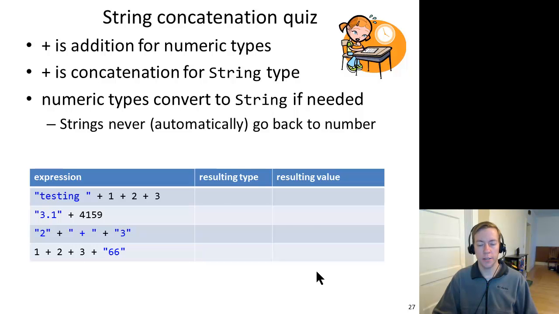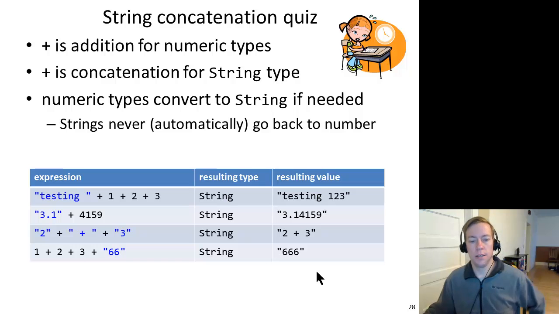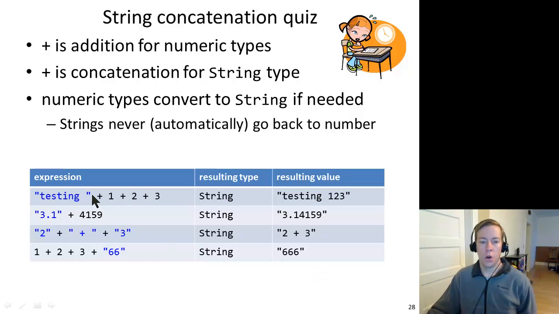All right, here are the answers. So these are tricky. "Testing" is a string, obviously. We've got the numbers 1, 2, and 3, so you might think it would add these things together, but in fact what Java is going to do is go left to right and just do concatenation. It's going to concatenate the number 1 onto testing, then the number 2 onto testing1, and then 3, and I have testing123.